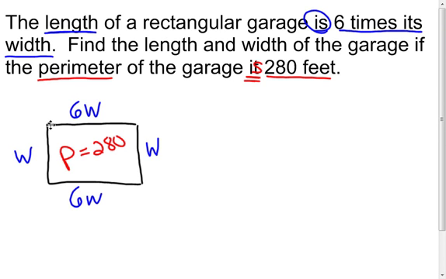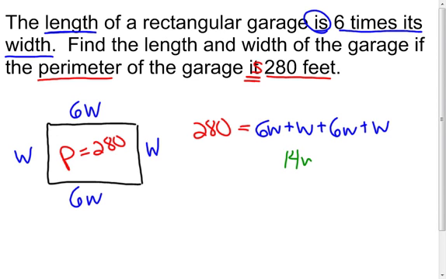Now I want to write an equation. Perimeter, I know, is the distance around. In other words, add up all the side lengths. If I take all those side lengths and add them together, the top one, the right one, the bottom one, and the left one, they're all my sides. That's the perimeter in terms of W. But it also tells me that the perimeter equals 280 feet. Now I have an equation I can solve. Putting all my like terms together, I'm going to end up with 14W equal to 280.